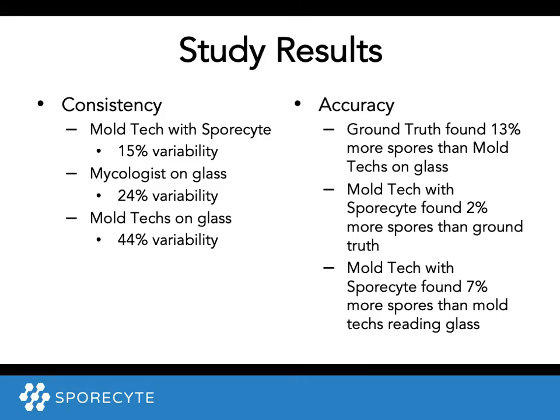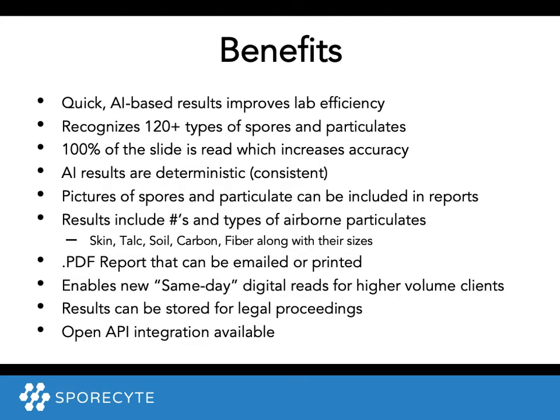The benefits of this platform are pretty obvious. You're going to get quick AI-based results that will improve your lab's efficiency. We recognize 120 plus spores and particulates, so you'll probably increase the number of spores that your techs will be able to recognize, and 100% of the slide is read, which is going to increase your accuracy and consistency. The AI results are deterministic, which means they will return the exact same spores every time the algorithm is run on a slide. So your reads will be more consistent over time.